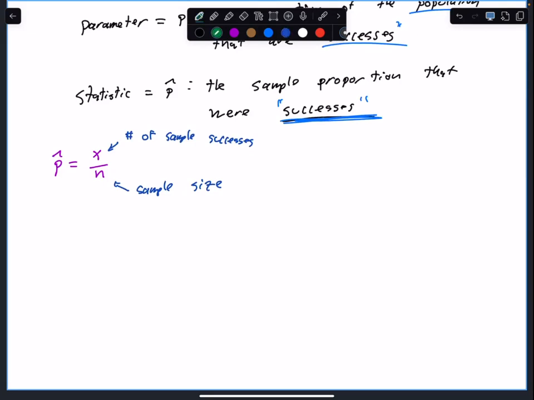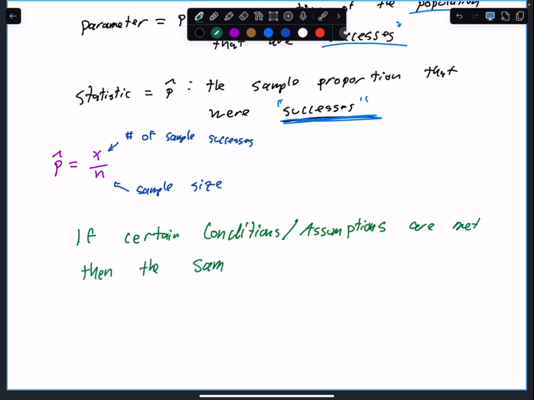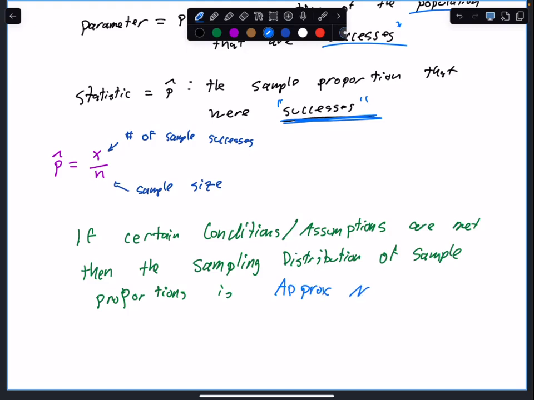What we've learned from here is that if certain conditions or assumptions are met, then the sampling distribution of sample proportions is approximately normal.